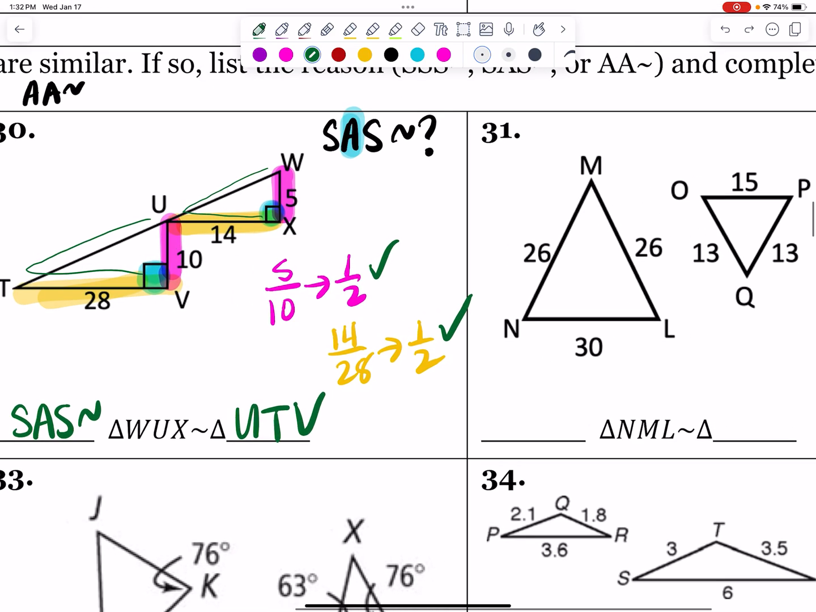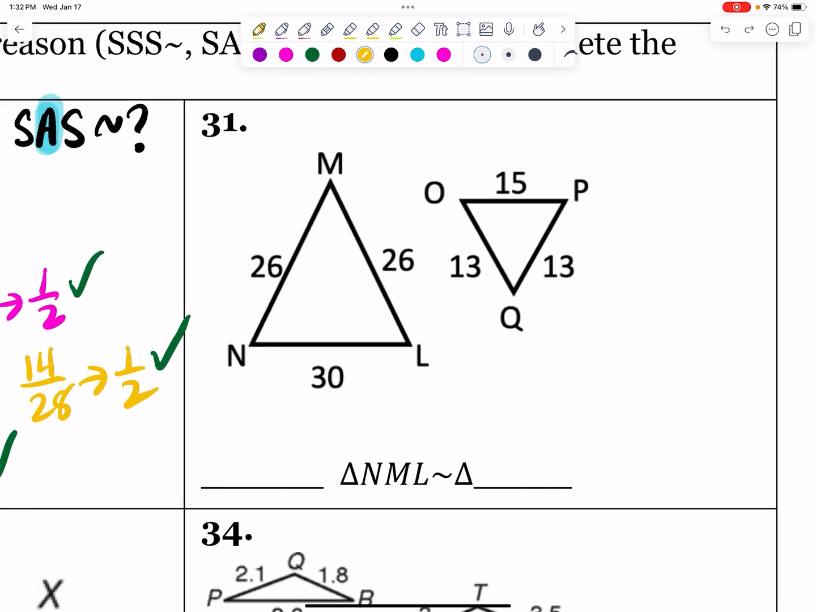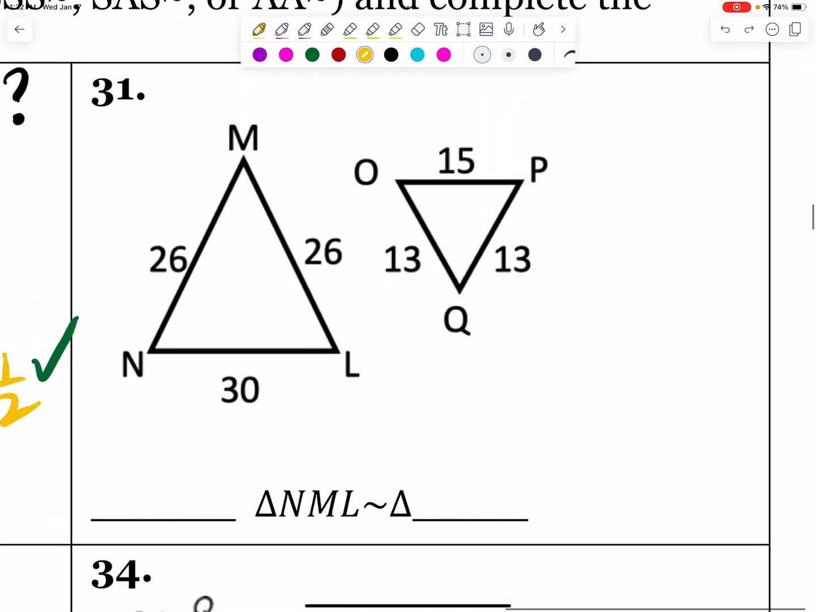side-angle-side similarity. All right, these shapes do appear to be similar, and I think that's what we're asked, list the reason. So they appear to be similar. They're not touching at vertical angles this time.